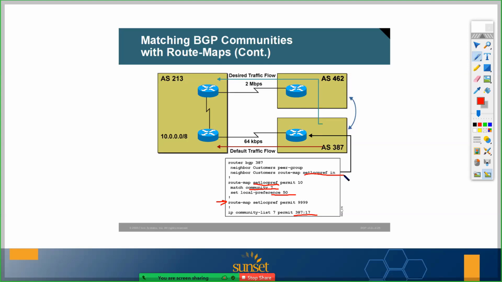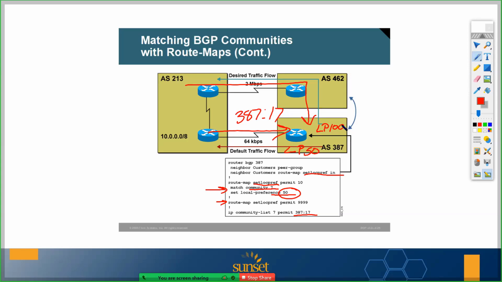So if they receive inbound a route that has that 387:17, it matches my route map as it comes inbound, and it'll set the local preference to be 50 for that route. So over here, they see that as a local preference of 50. Remember, the other route, as I learned in this direction, may not have any BGP community strings, and the default local preference for that would be 100 in Autonomous System 387 here.